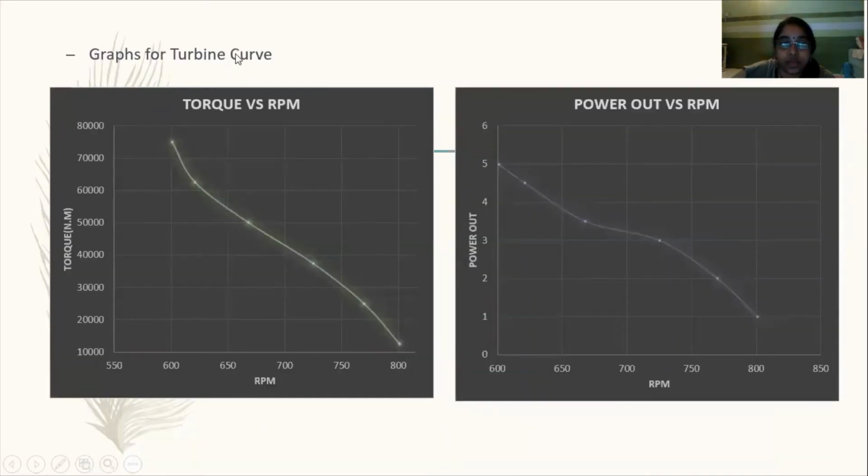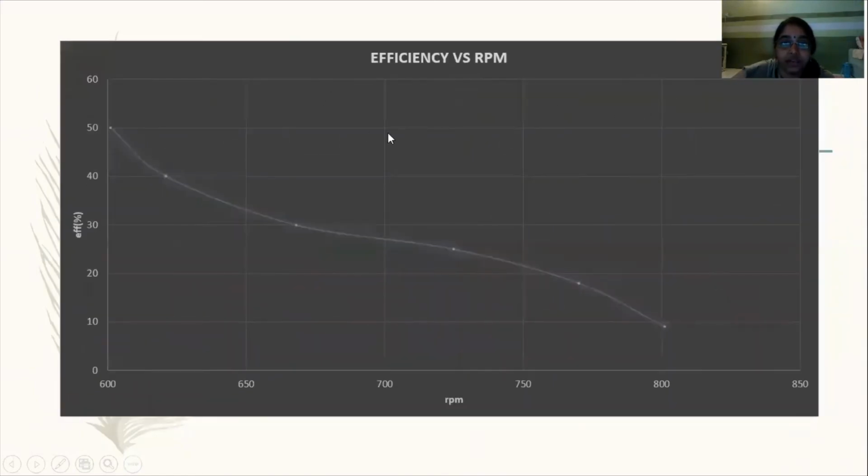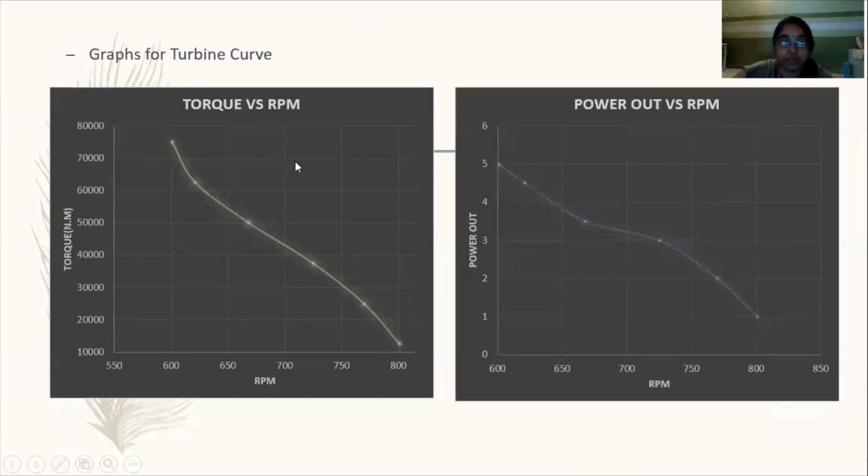So from the turbine curve, we generate three graphs, which are torque versus RPM, power output versus RPM, and efficiency versus RPM. So based on these three graphs, the relationship is inversely proportional, which is as the RPM decreases, the torque increases. So basically this graph is inversely proportional.